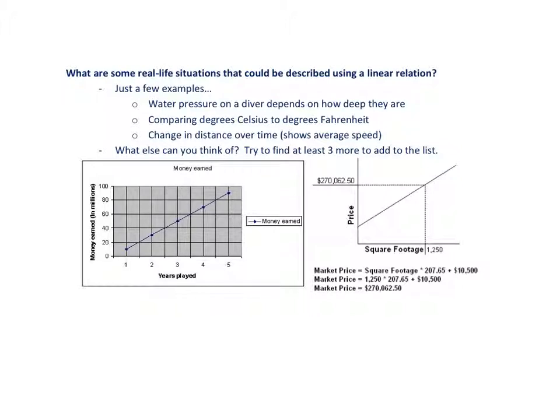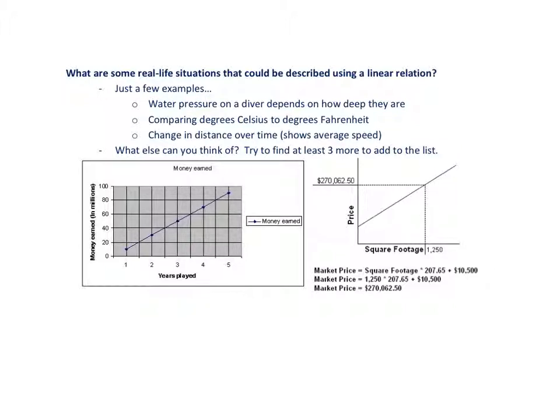Recall that in Topic 6 we looked at what a linear relation was. A linear relation is any data that can be graphed and forms a straight line. There are many real-life situations that can be described using a linear relation. A few examples are the water pressure a diver feels depending on how deep they are, comparing degrees Celsius to degrees Fahrenheit, and change in distance over time, which would show your average speed.